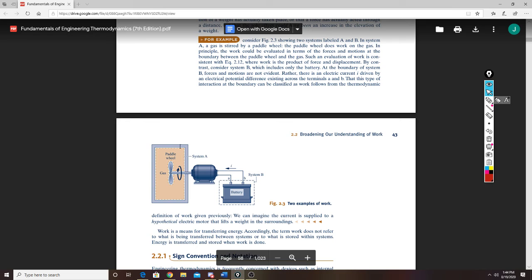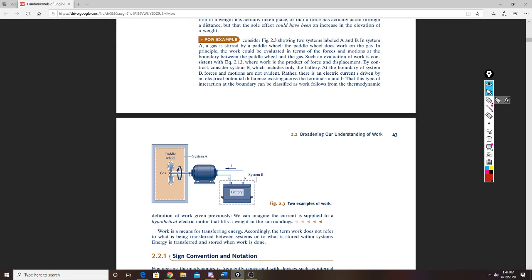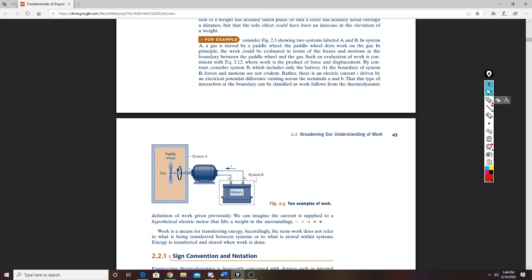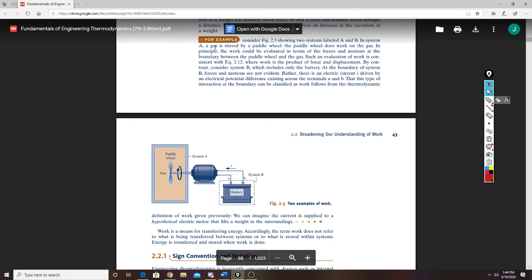Right here is the example. It says, consider this figure right here, showing 2 systems labeled A and B. In system A, gas is stirred by a paddle wheel. So right here, you can see there's gas inside this chamber, and a paddle wheel is stirring it, right? It's increasing its energy. It says, the paddle wheel does work on the gas.